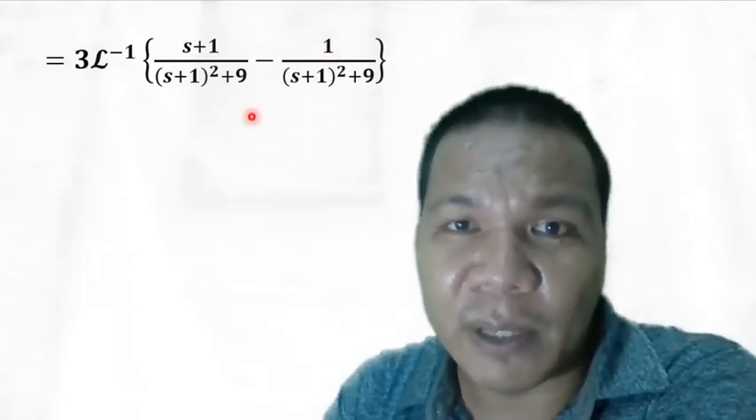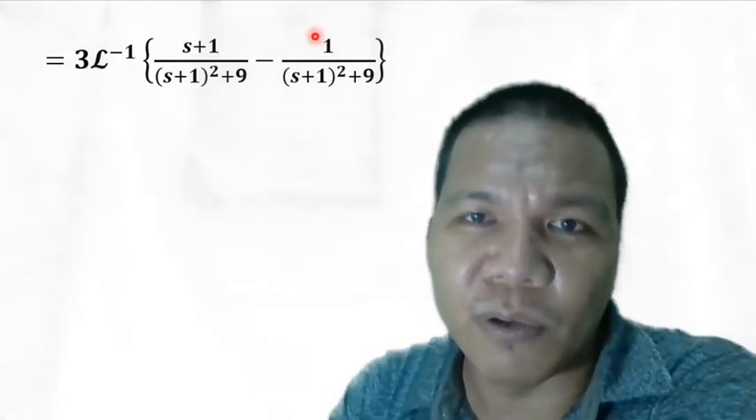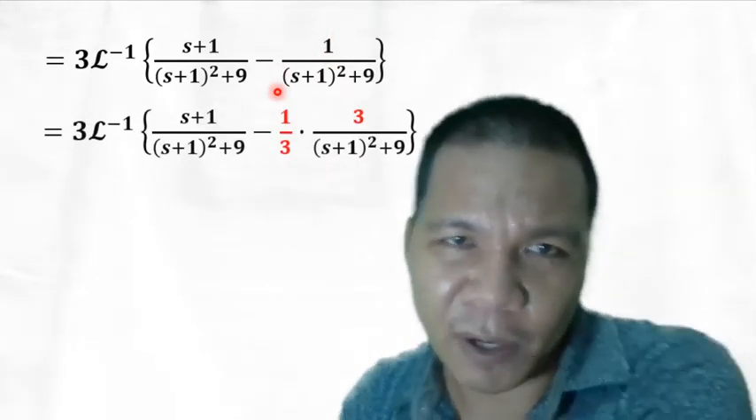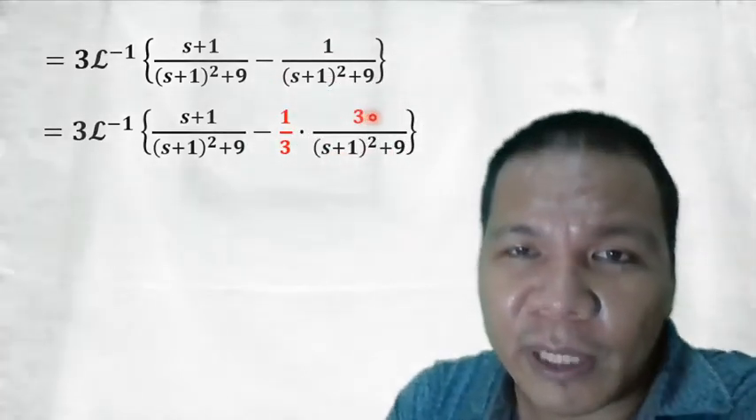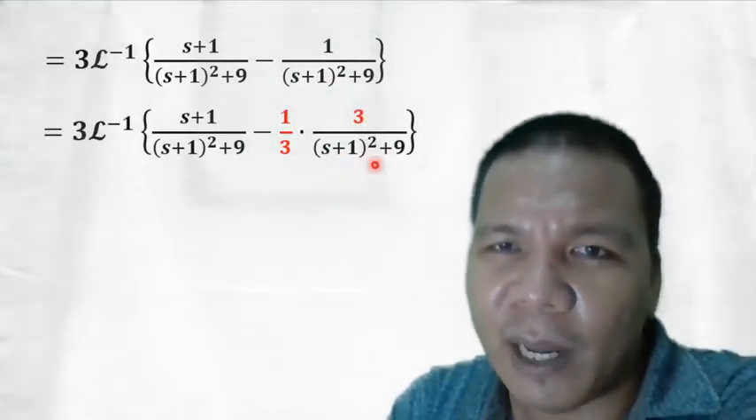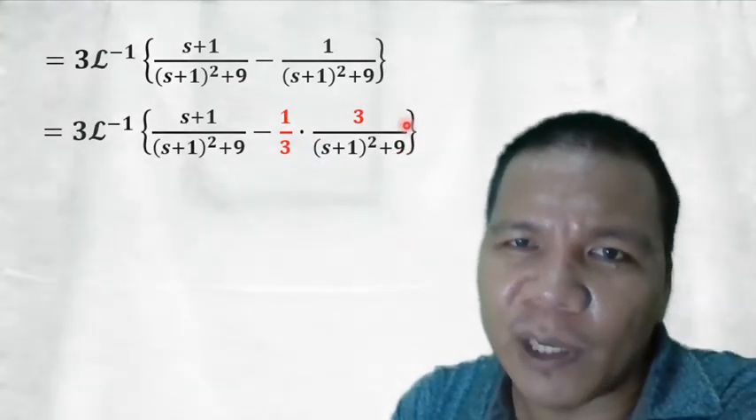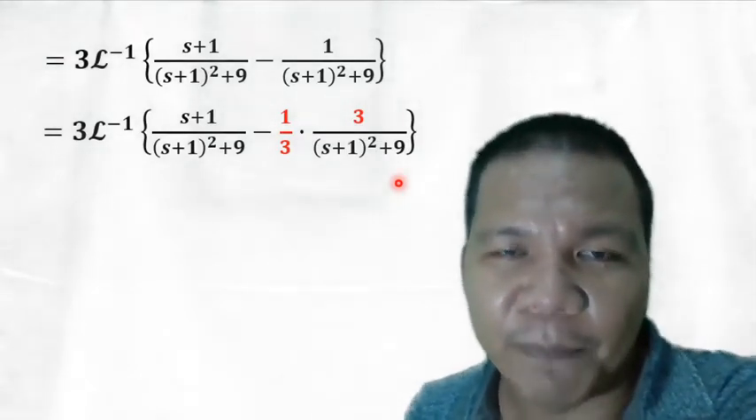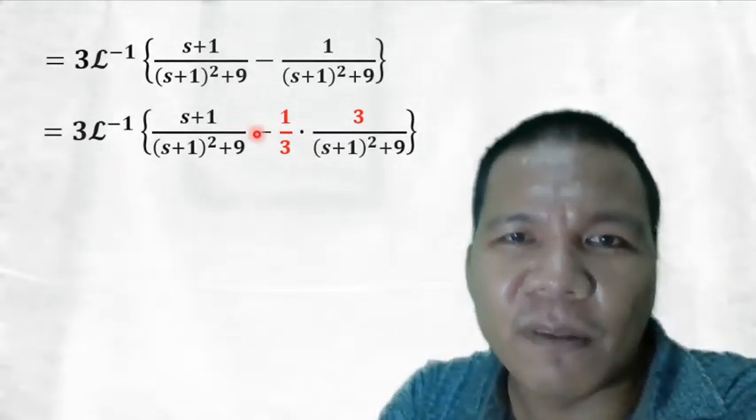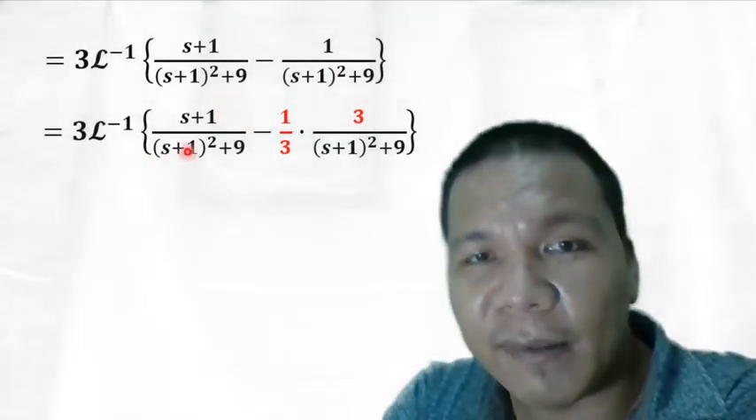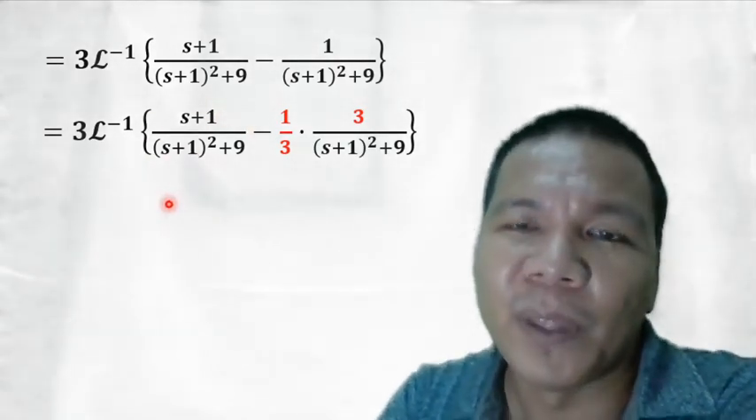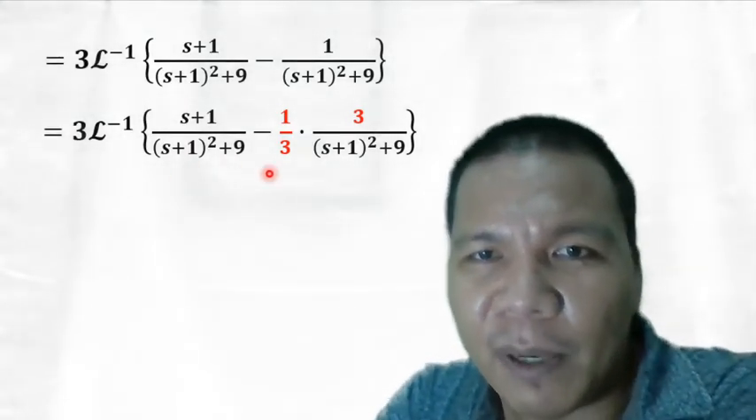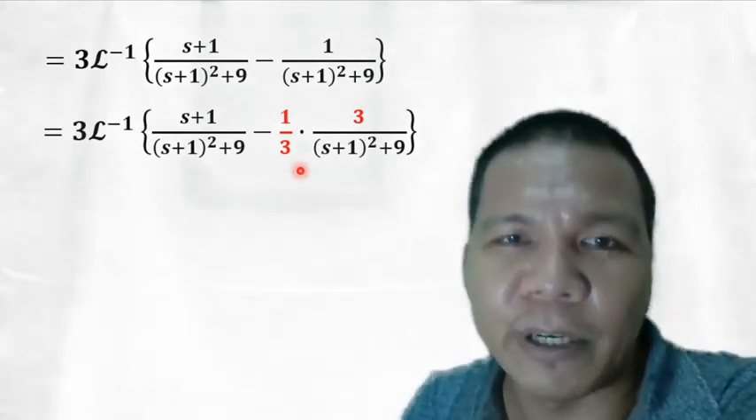So since we don't have a 3 in our numerator, we need to multiply this by 3 and then divide it by 3 in your next expression. So I will multiply 3 to the numerator and divide it by 3 so that this term will follow the Laplace transform of sine bt. So here is the Laplace transform of cosine bt, but s here is shifted by 1 unit. Now, next thing to do is to take the inverse Laplace transform of each term.